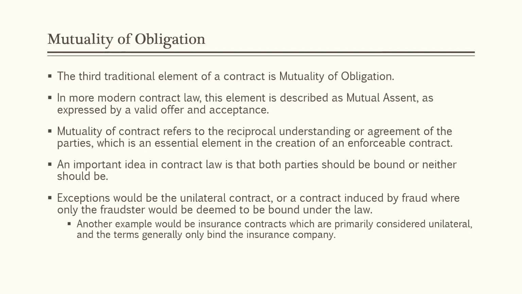There are exceptions, of course, to that general rule, and they would be the unilateral contract or a contract induced by fraud where only the fraudster would be deemed to be bound under the law. Another good example of a contract that is still enforceable that might lack mutuality of obligation are insurance contracts, which are primarily considered unilateral, and the terms generally only bind the insurance companies.